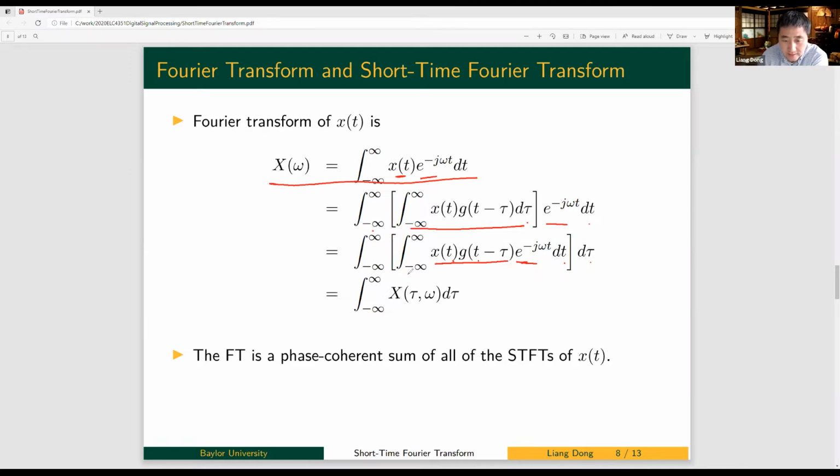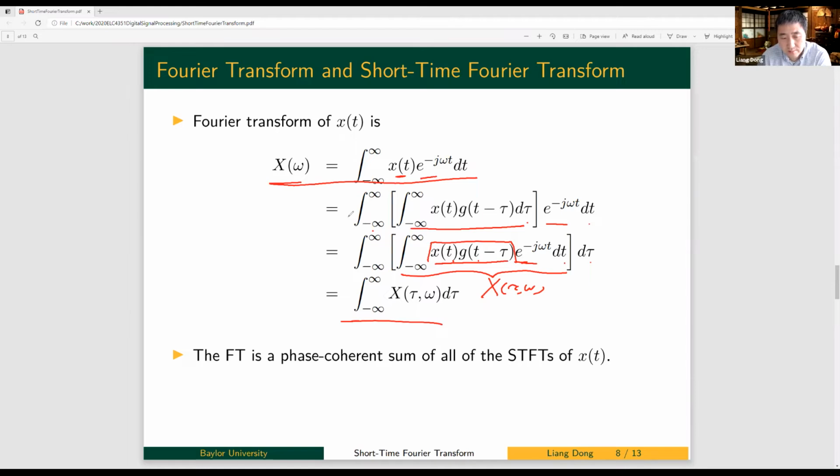If we look at this bracket, that is our short-term Fourier transform. So we are doing a Fourier transform on a windowed signal, right? That's a short-term Fourier transform. So we have the final line here. This is how it is related to the Fourier transform.